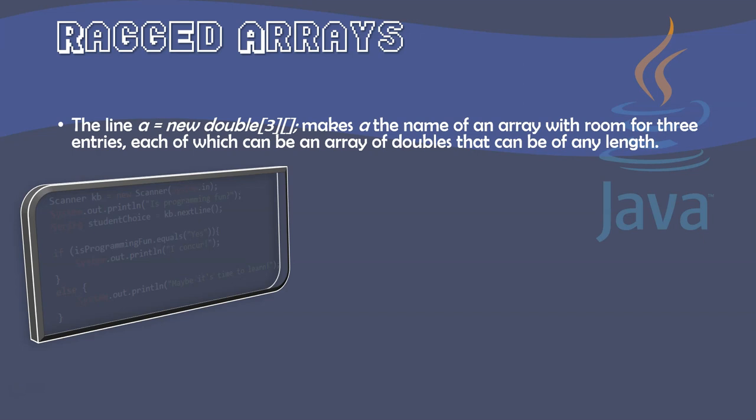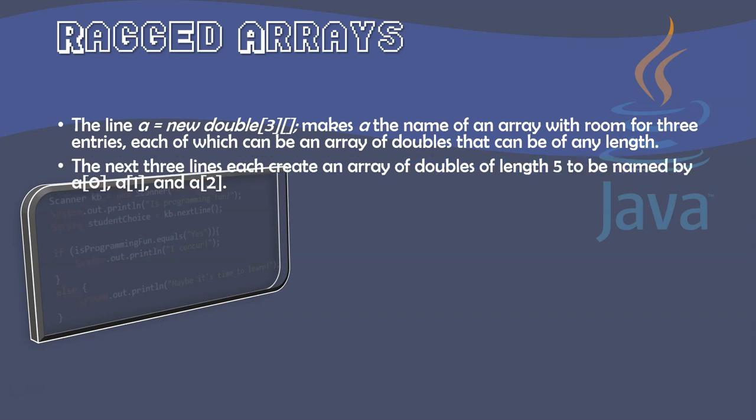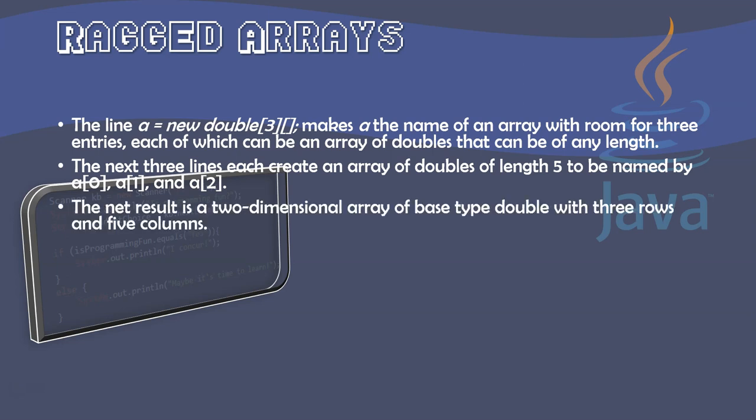Now the line A = new double[3][], with the empty bracket there, makes A the name of an array with room for 3 entries, each of which can be an array of doubles of any length. The next 3 lines create an array of doubles of length 5 to be named by A[0], A[1], and A[2]. So our net result is a two-dimensional array of base type double with 3 rows and 5 columns.